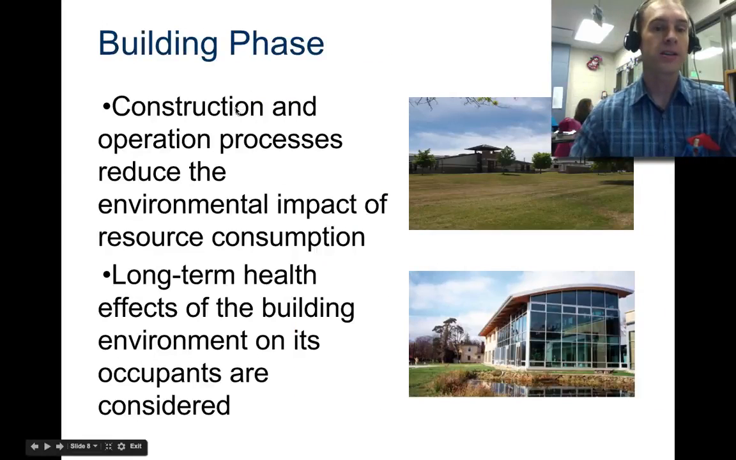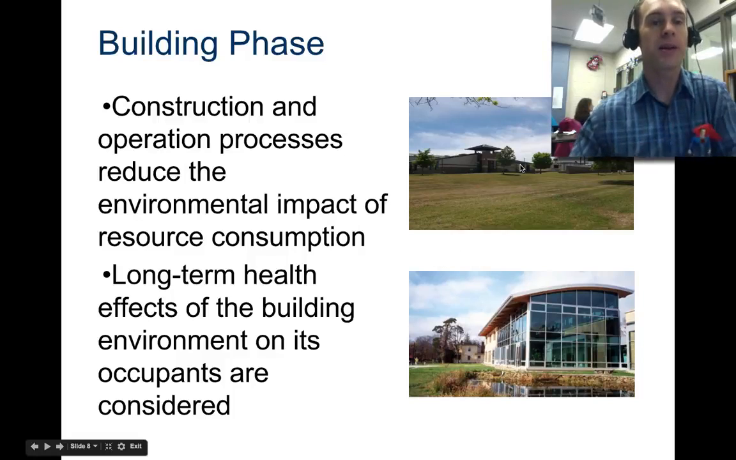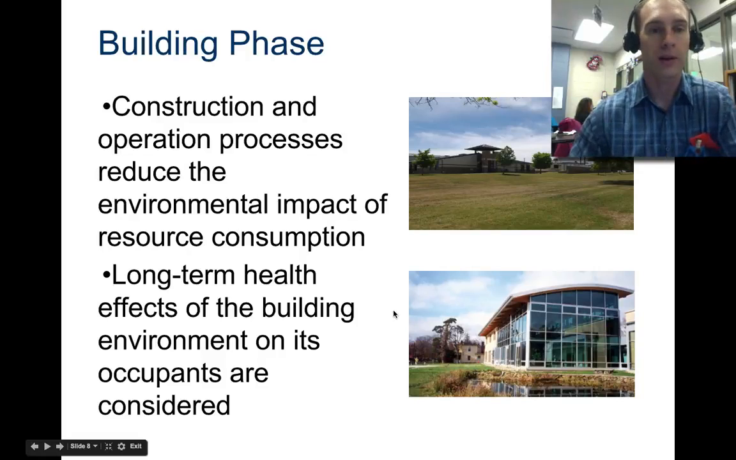In the building phase, the things considered are construction and operation processes to reduce the environmental impact of resource consumption. So as you're actually constructing this, it's really trying to make the building phase more efficient. And then long-term health effects of the building environment on its occupants are also considered. So you can see this one has a lot of natural light, and there's reasons for making a building appealing to the occupants as well that we'll talk about in just a second.